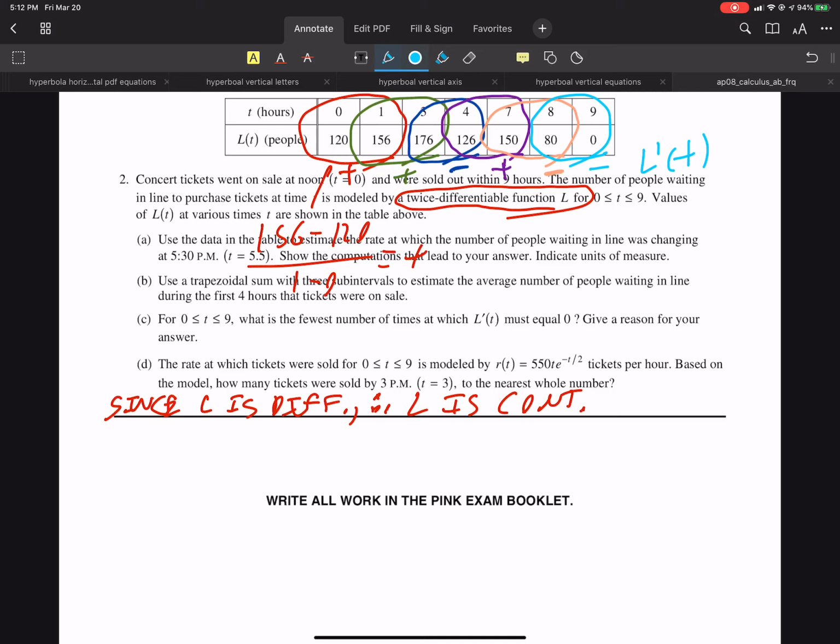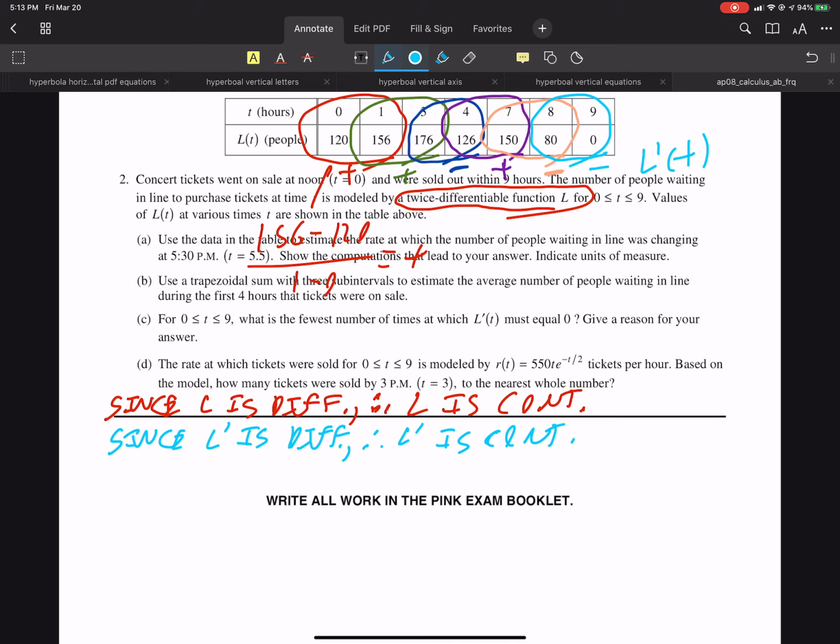But for that to happen, L prime would need to be continuous. So we should say, since L prime is differentiable, therefore L prime is continuous. Now, since L prime is continuous, the intermediate value theorem applies.